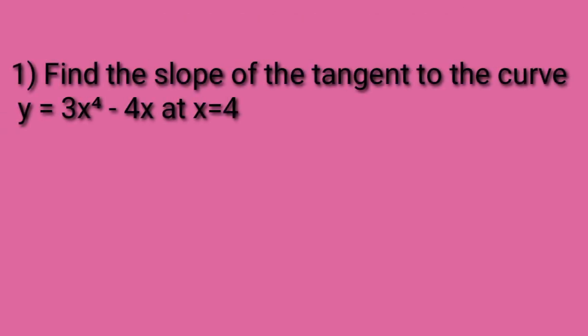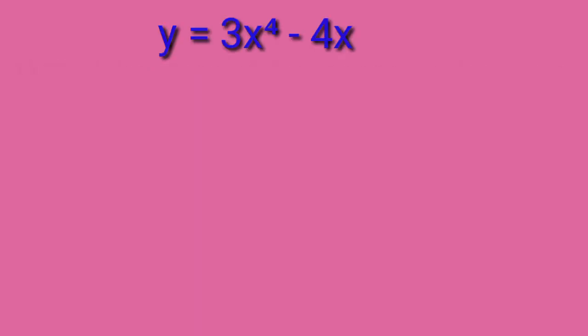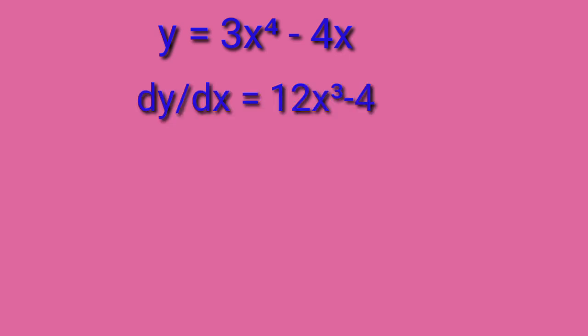Now let us do some problems. First question: find the slope of the tangent to the curve y is equal to 3x raised to 4 minus 4x at x is equal to 4. Here, first we have to find the slope. Slope means we have to find dy by dx. dy by dx is the derivative of 3x raised to 4 minus 4x. The derivative of x raised to 4 is 4x cube, so it is 4 into 3, 12. 12x cube minus 4. dy by dx is 12x cube minus 4.